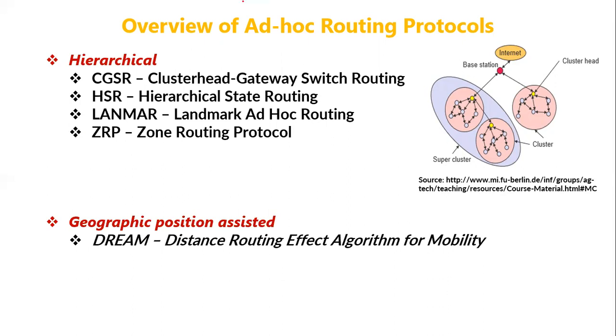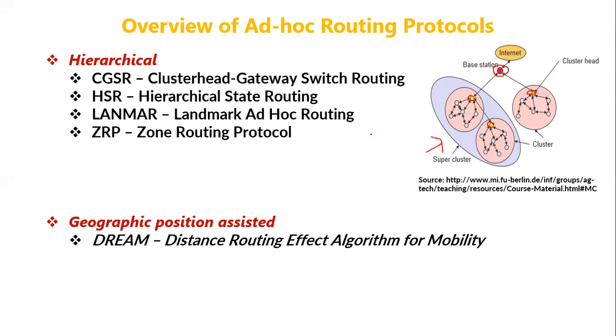You can see the diagram on the right side. Here you can see a group of nodes forming a cluster, and in every cluster there is a cluster head. Here this is the cluster head, and here this is the cluster head, and a group of clusters may form superclusters, and all these clusters may communicate to a base station to connect with the internet. So in this way, this hierarchical routing protocol works.